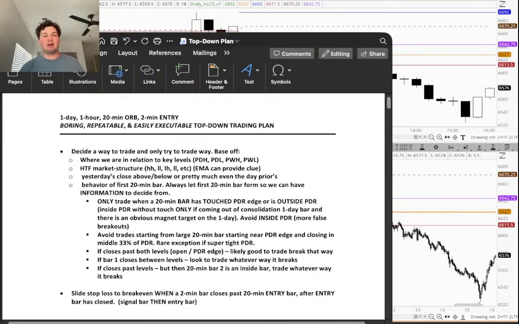We'll trade the 20-minute and 2-minute to get entered. So we'll have to pick a direction and we'll try to trade that way. Or do we want to do that? Let's talk about that. I guess we have to figure this stuff out before we even start backtesting.